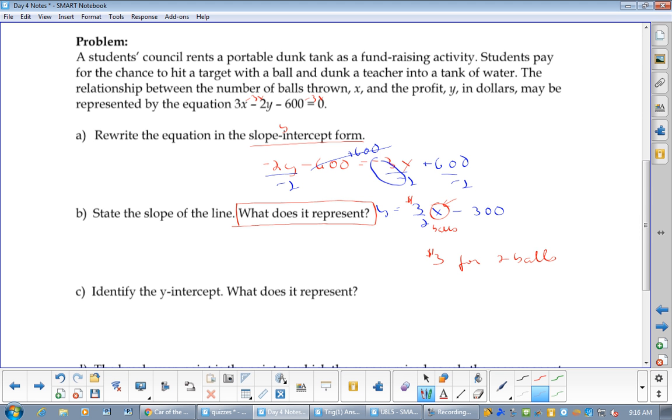So, if X was 2, how much would it cost? If it's $3 for 2 balls, and you put a 2 in there, it's $3. That makes sense. Right? I put a 2 in there. X is the number, and Y is your profit. Okay? So it doesn't say that the number in front of X is the balls, right?